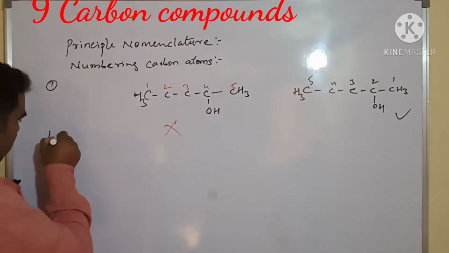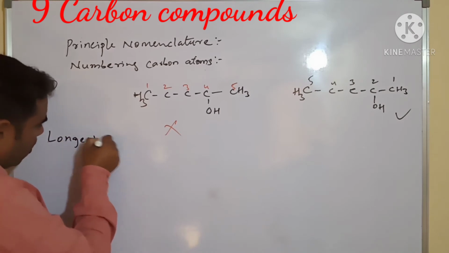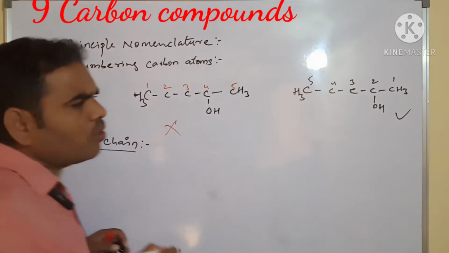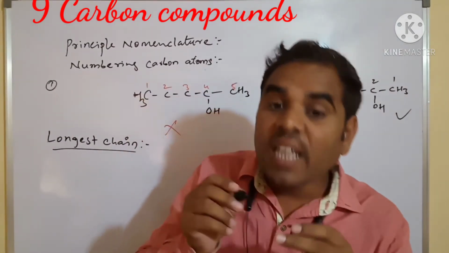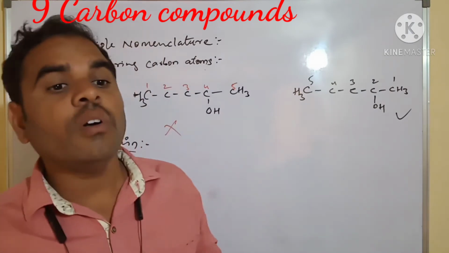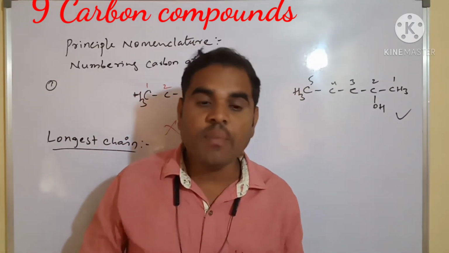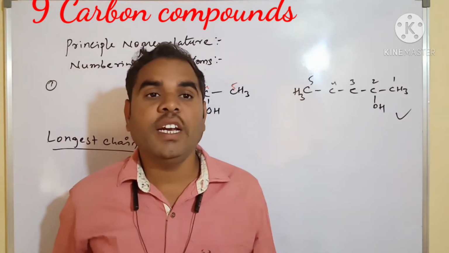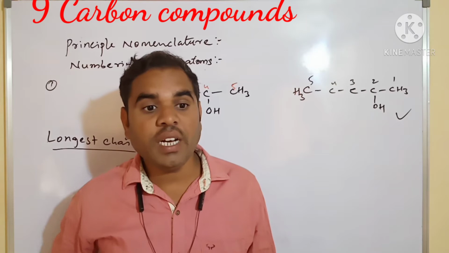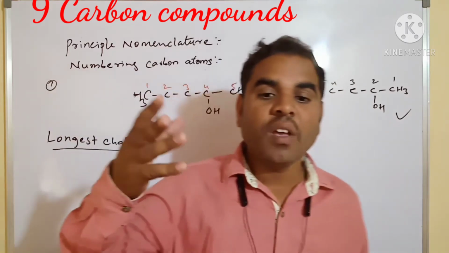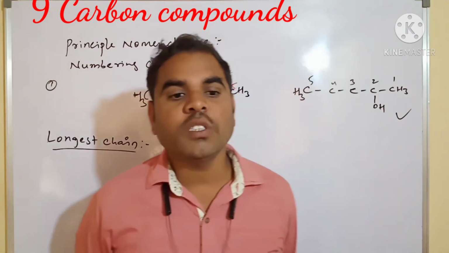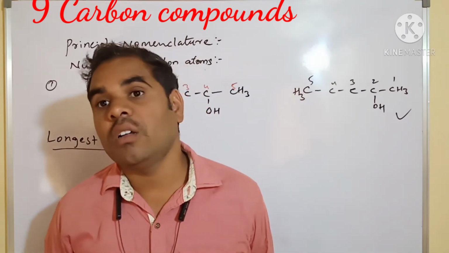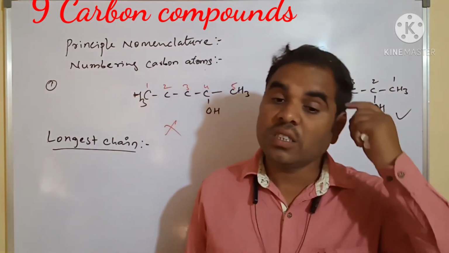Longest chain. We have to choose the longest chain. Select the longest and continuous chain of carbon atoms, which is known as the parent chain. We are calling it the parent chain or principal chain. All other carbon atoms in the chain are branched, or we call them side chains.